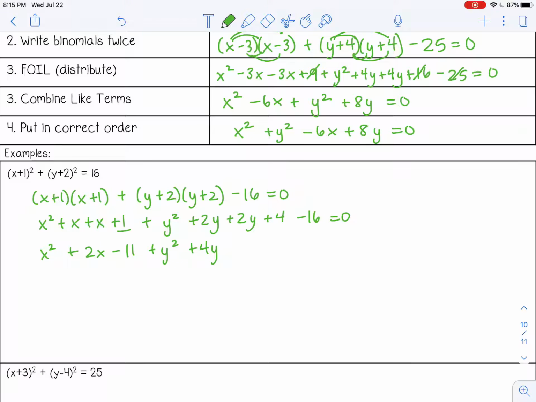And it may help as you are combining like terms and bringing things down, if you want to cross them out, just so I make sure that I have gotten everything. I have my y squared, I have my 2y and 2y, that's 4y equals 0. That way you don't leave any terms out. And then just rewrite it in the correct order, which is always x squared and then y squared. And then your x to the first power, your y to the first power, and then minus 11 equals 0.